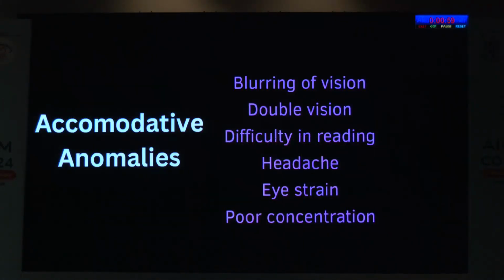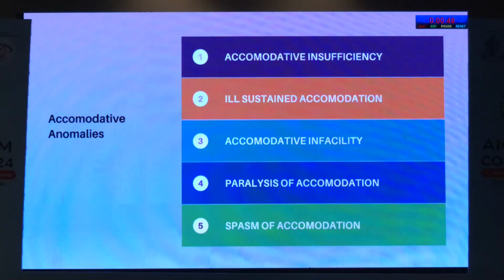And coming to the anomalies, the accommodation and convergence anomalies give rise to problems like blurring of vision, double vision, poor concentration and all. So you have accommodation insufficiency, ill-sustained accommodation, infacility, and paralysis and spasm of accommodation. I will be going through the important ones.